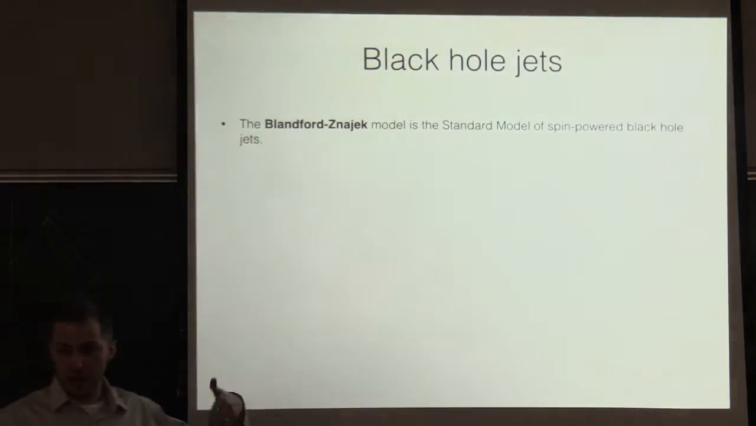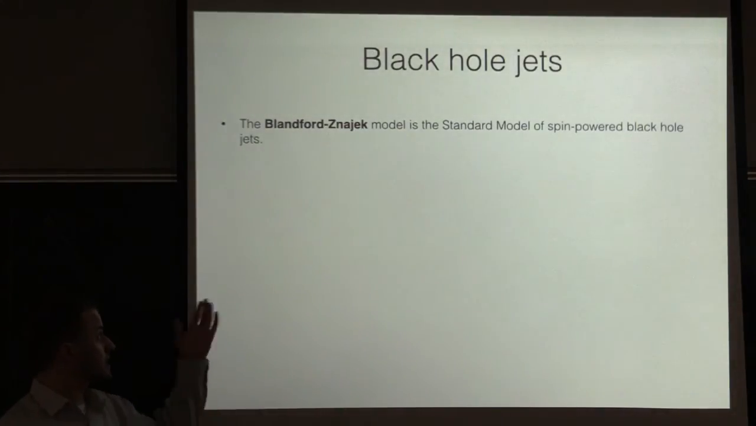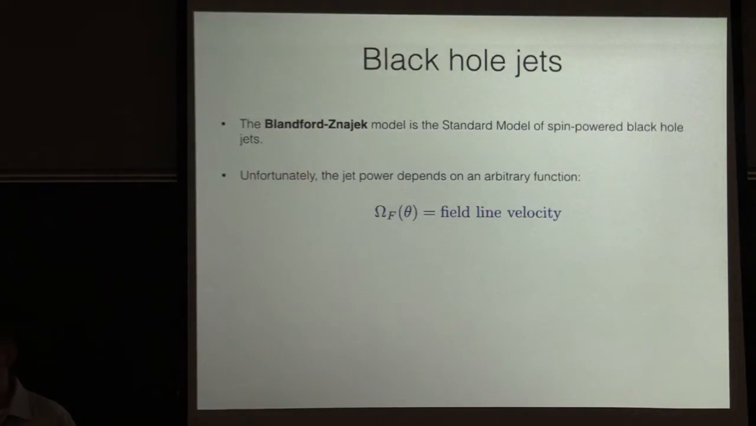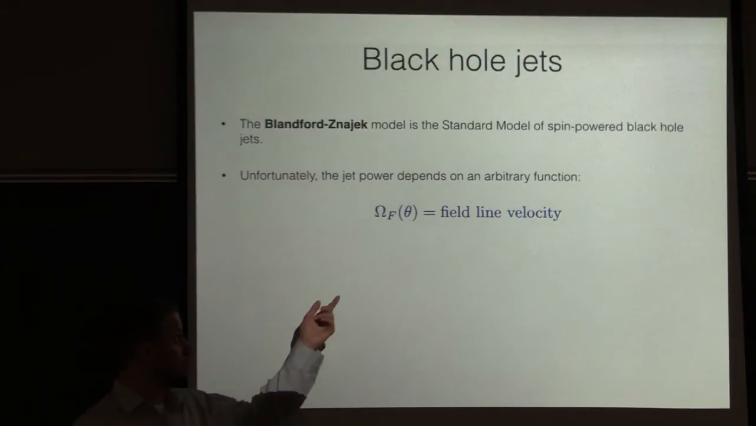And there's a standard model for black hole jets. The standard model of black hole jets is the Blandford-Znajek model from 1977. And it almost gives you the jet power from first principles. There's one free parameter in the model that you have to just put in by hand. And that free parameter is, people call it omega f.